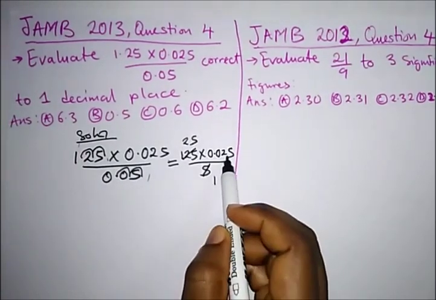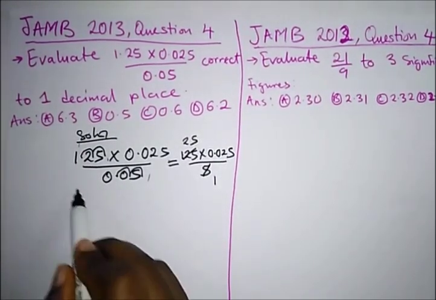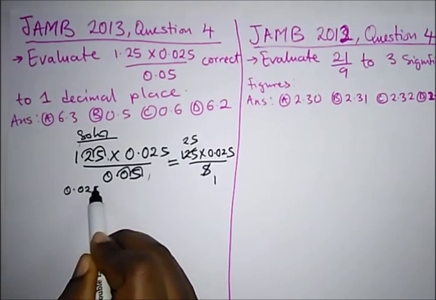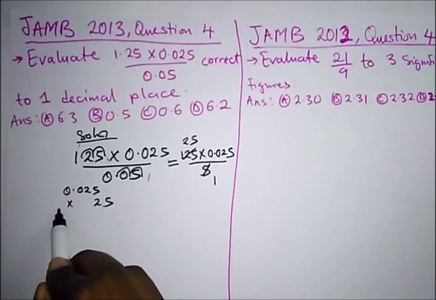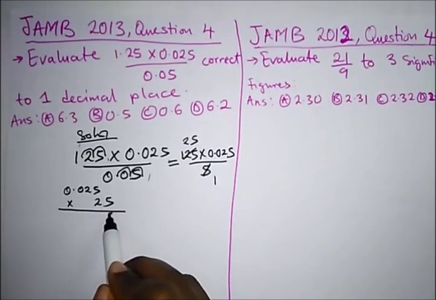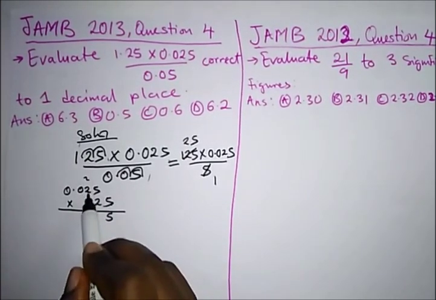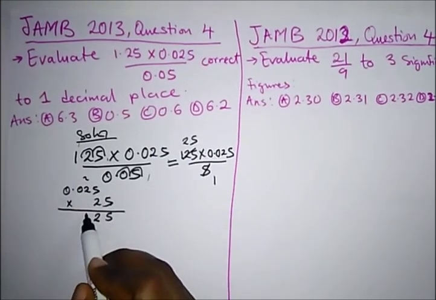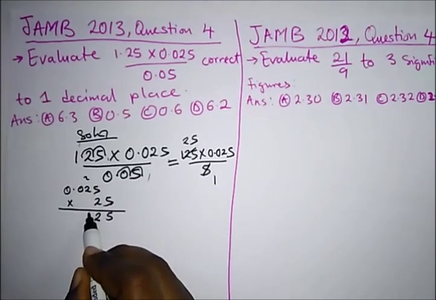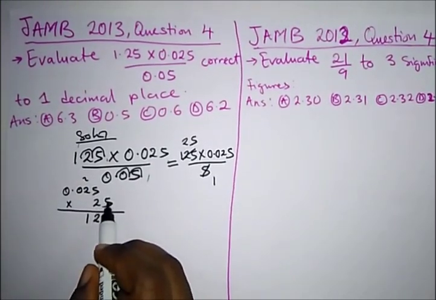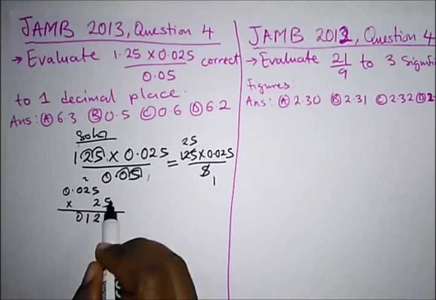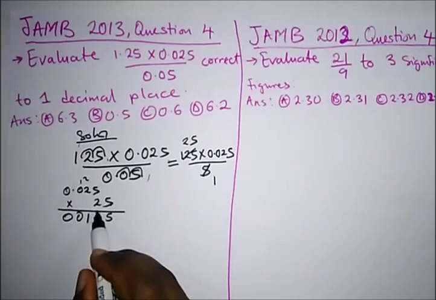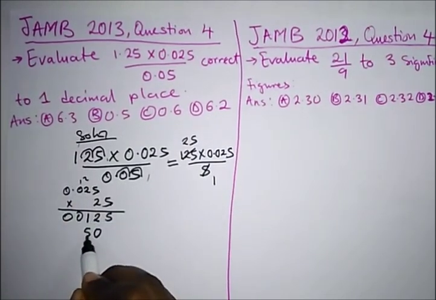So we'll multiply this by this. So what do we have here? We have 0.025 multiplying 25. So 5 times 5 is 25, carry 2. 5 times 2 is 10 plus 2, that is 12, carry 1. Then this times this will be a 0 and a 0. So 2 times 5 will give us a 10, carry 1. 2 times 2 is 4 plus 1 will give us a 5.